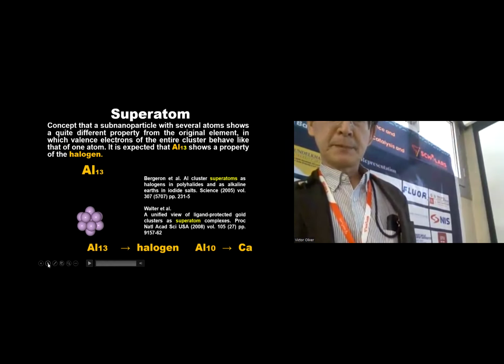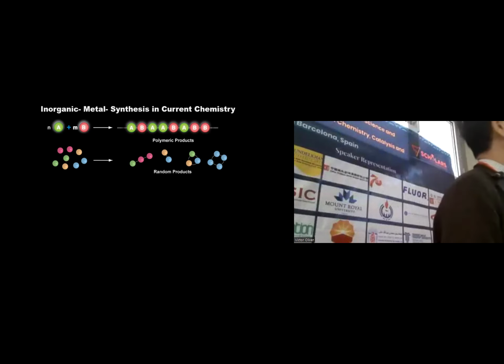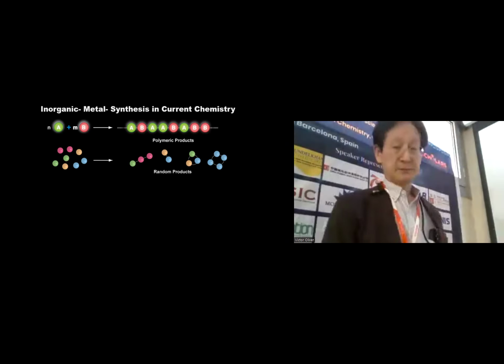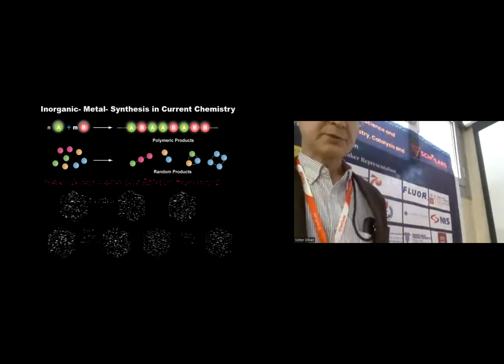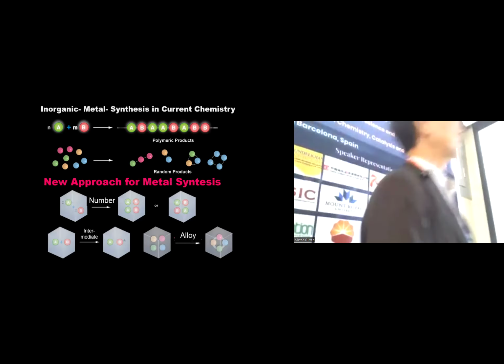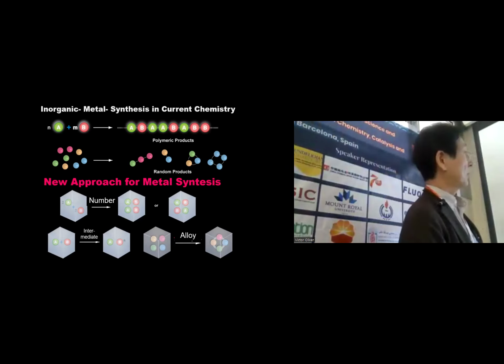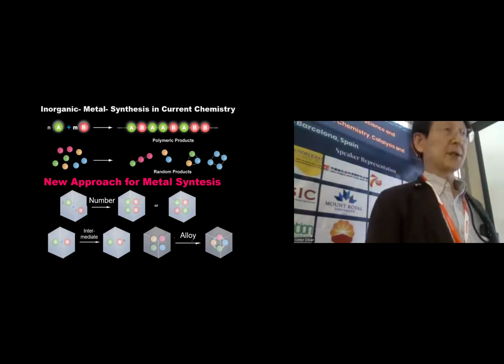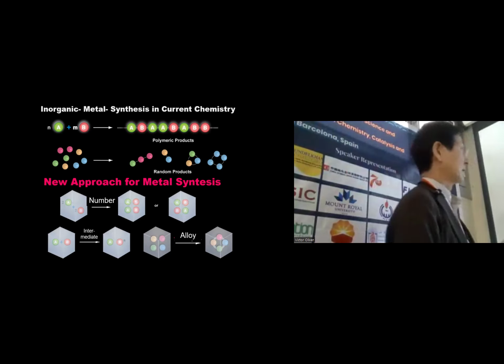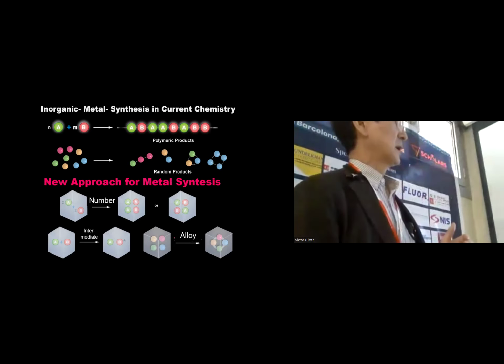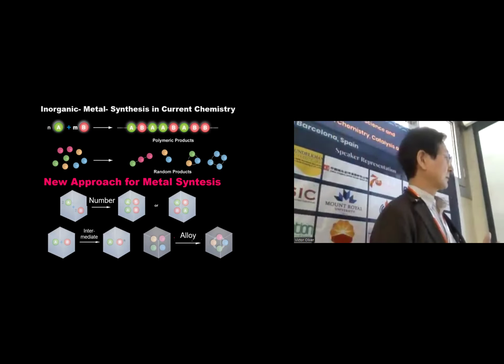So generally, random products are produced by the conventional method in the presence of several kinds of element salts. So the resulting sub-nano-size metal particles have a wide distribution of composition. So we would like to propose a new approach for the fine control of sub-nano-size metal particles. A molecular reactor, which enables determination of the number of atoms, is important for the formation of finely controlled sub-nano-size metal particles.